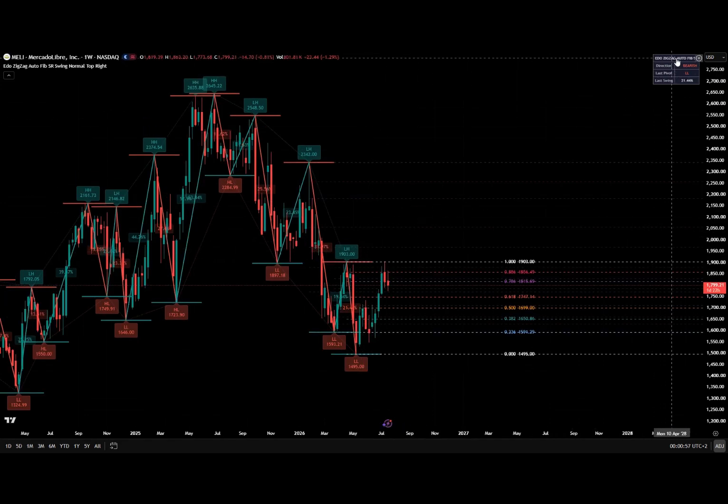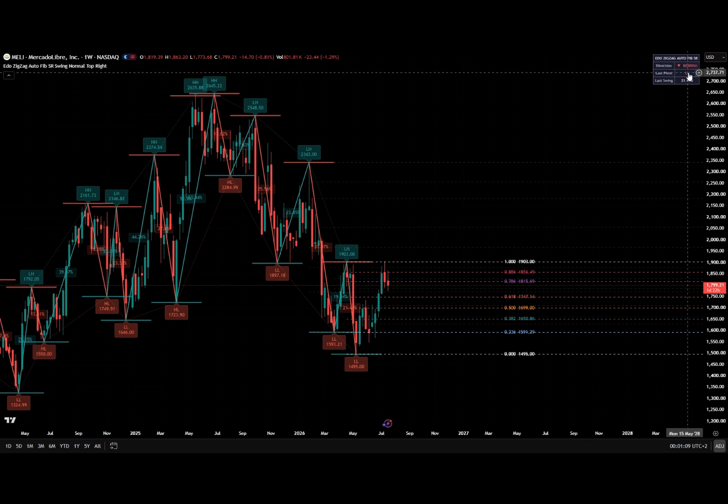All of that is summarized in the panel, up in the top right corner of the chart. Direction tells you which side the last confirmed pivot came from. Last pivot gives you its type. Higher high, higher low, lower high or lower low. And last swing is the size of the completed leg, as a percentage. On Mercado Libre weekly it reads bearish, last pivot a lower low, last swing 21%. Three lines, and you know where you are.